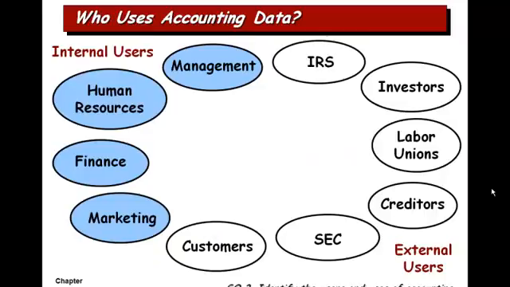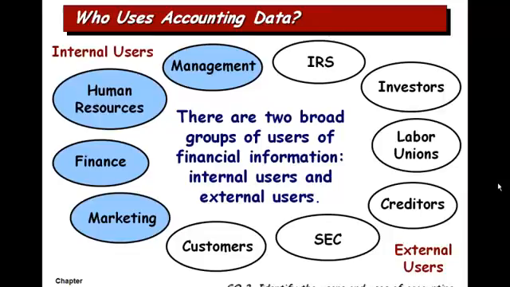So as far as internal users, we have management, human resources, finance, and marketing departments, as you can see by the blue circles. Broad group of users, both internal and external. The external will be IRS, investors, labor unions, creditors, the SEC, and customers. The SEC you'll see is more of the governing agency for generally accepted accounting principles. That's GAAP, as you'll see later on. So again, we have external users and internal users.